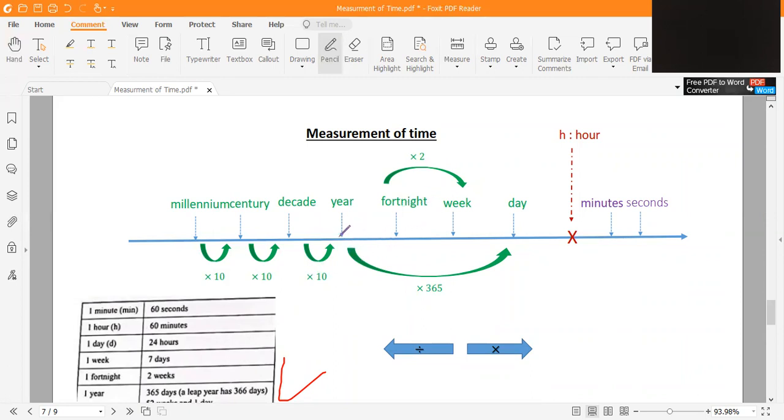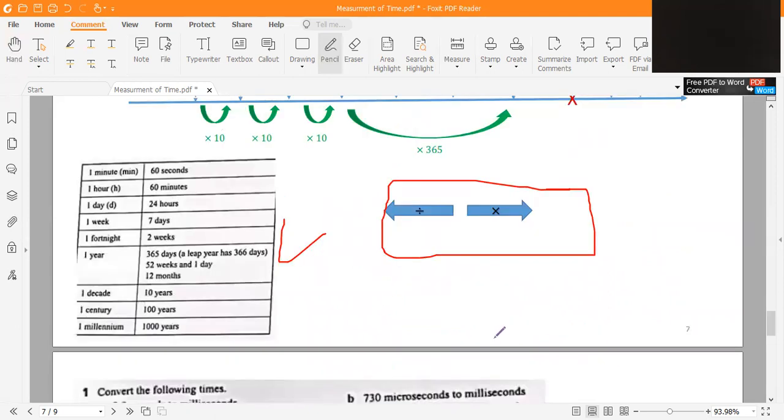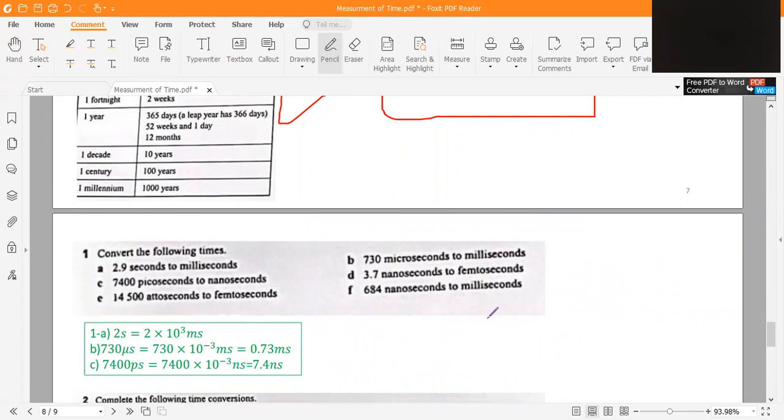What about the year? Normally a year is equal to 365 days, but in a leap year, we have 366 days. What about the fortnight? Fortnight is equal to 2 weeks. And 1 hour, like we said, in the day we have 24 hours, etc. In the same orientation, moving between units of time from left to right, we multiply. From right to left, we divide by the number that we have.